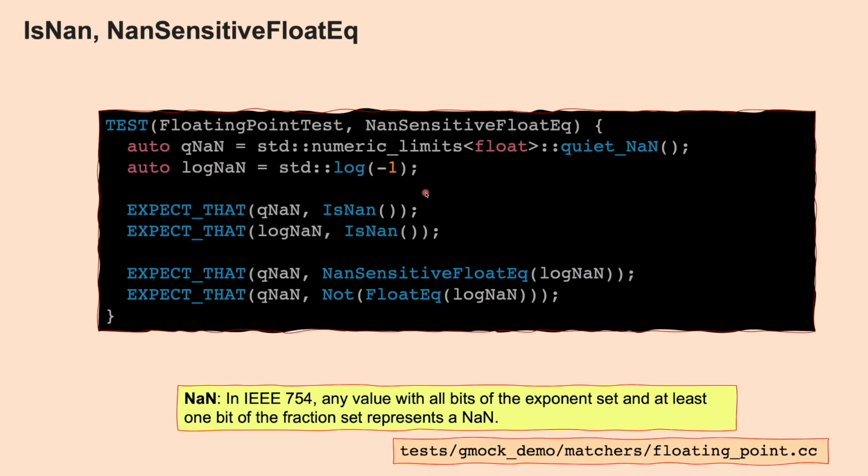C++ standard also provides some NaN types, for example, quiet NaN. The details for us today are not that important. Just know that you can use isNaN to test if a variable is NaN or not. For example, here I'm saying expect that QNaN is NaN and expect that logNaN is also NaN. Now, if both variables that you're comparing can be NaN, then you want to use NaN-sensitive float equal. So here, basically, I'm saying expect that QNaN matches logNaN under NaN-sensitive float equal. Notice that if I used float equal, these two wouldn't match, and that's why I use them not here.